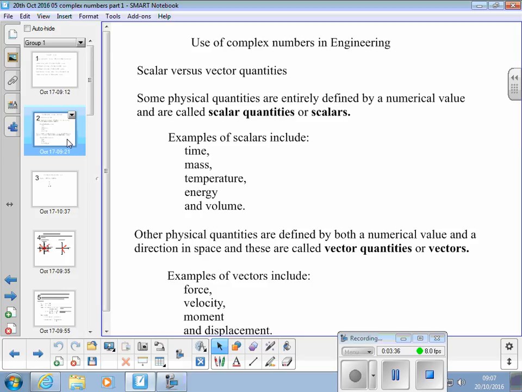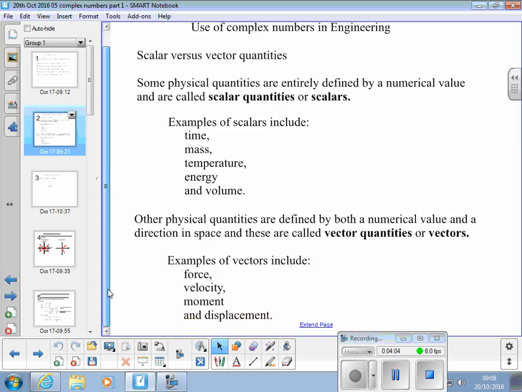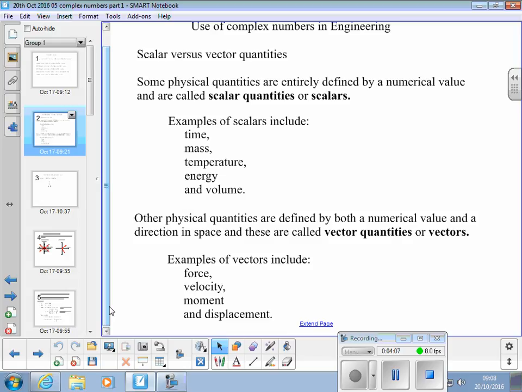If you're traveling along in your car at 30 miles an hour and changing direction, you're actually accelerating in that different direction. Although your speed is constant, you're accelerating in another direction if you're turning at that time. So it's quite a difficult concept to get across at first. For engineers, these complex numbers are mainly used to help you describe quantities that not only have a size but also have a direction.